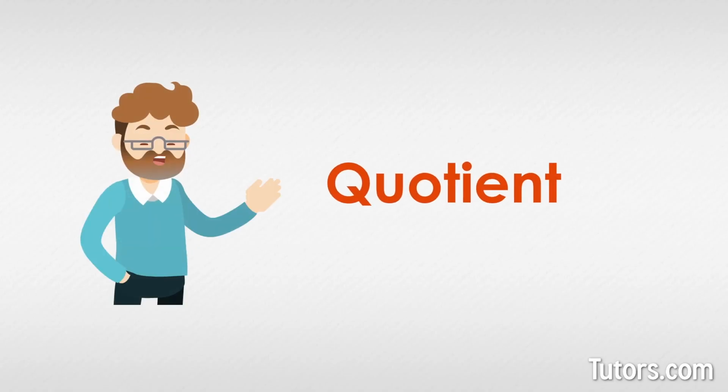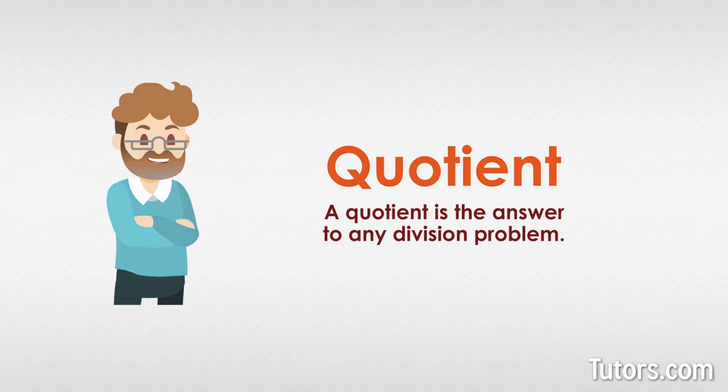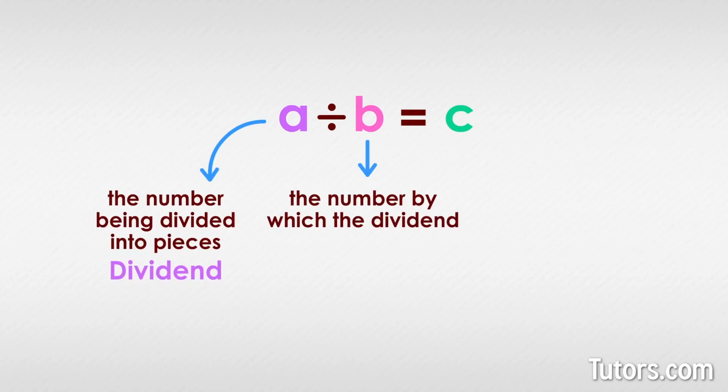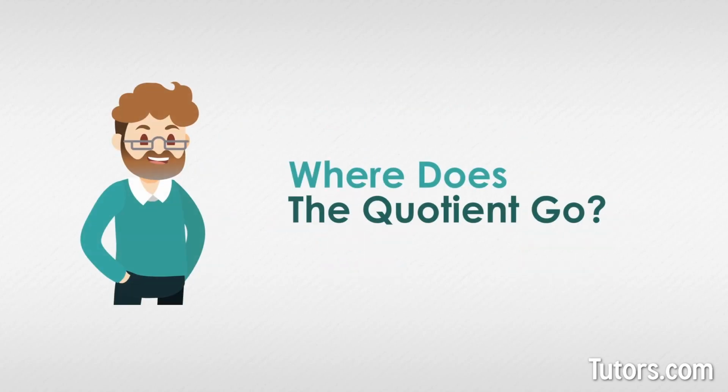What is a quotient? A quotient is the answer to any division problem. In a division problem, the number being divided into pieces is the dividend. The number by which the dividend is divided is called the divisor, and the answer to the division problem is the quotient. Where does the quotient go?